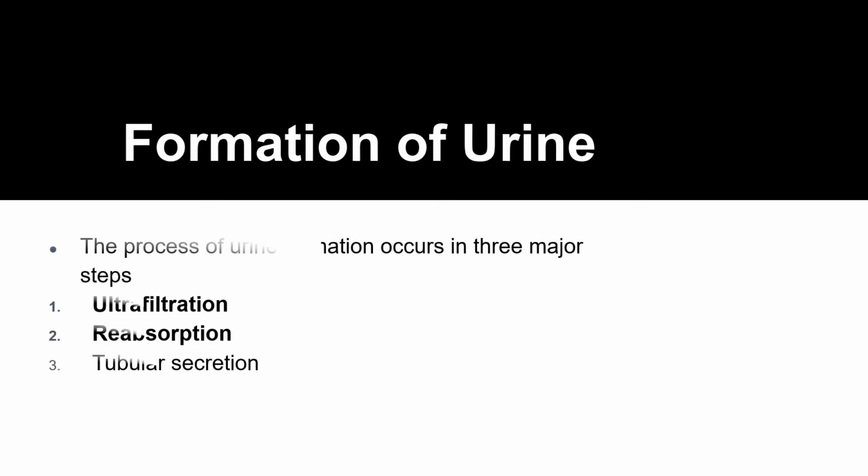So now let us understand the formation of urine. The formation of urine occurs in three major steps. The first one is ultrafiltration. The second one is reabsorption, and the third one is tubular secretion. So let us discuss the steps one by one in detail.